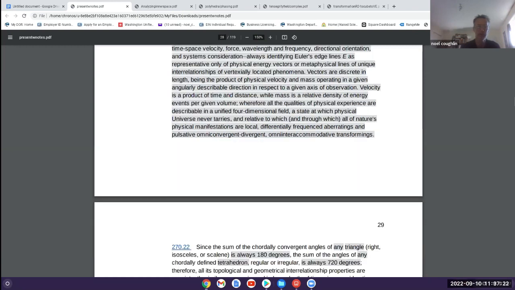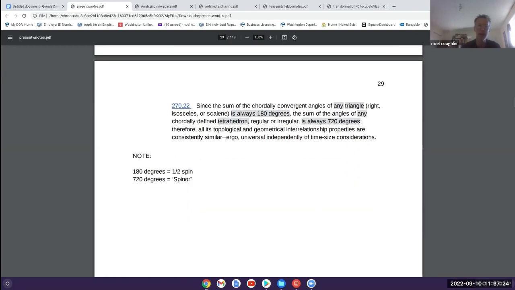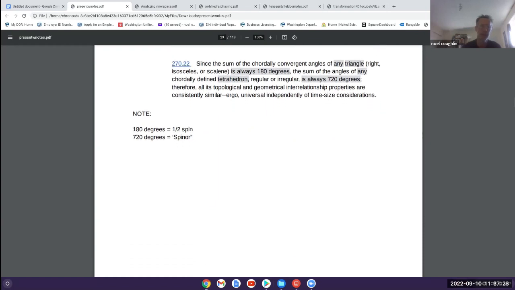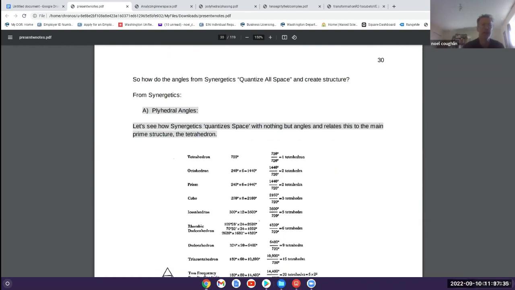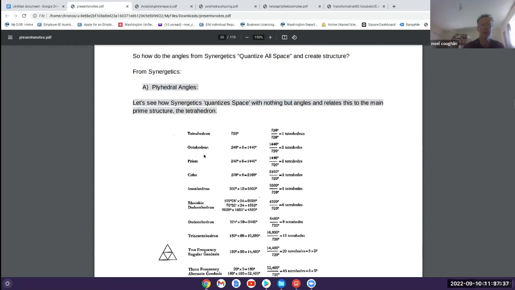Okay? So Synergetics uses science. Any triangle is always 180 degrees and any tetrahedron is always 720. Those relate to the half spin and the spinner. How do the angles from Synergetics quantize all space and create structure?